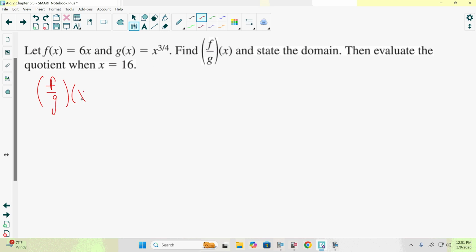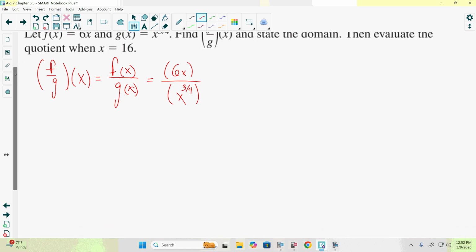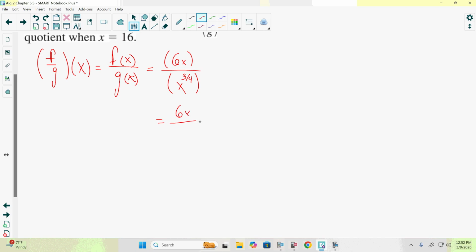F divided by g of x is just saying that we're taking f of x and dividing it by g of x. And f of x for us is 6x, and g of x is x to the 3/4. So this here is actually a radical, or part of it is, because when we have these fractional exponents, we're saying how many times we need to multiply to get it to be 1, but that's fine. So what we have here is 6x over x to the 3/4, and even though it's not written, the exponent on top is 1.